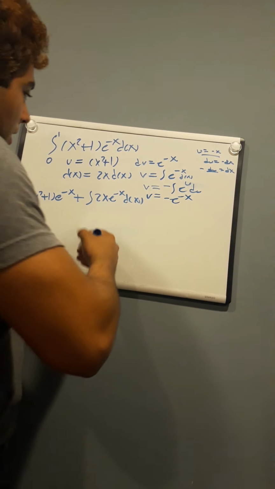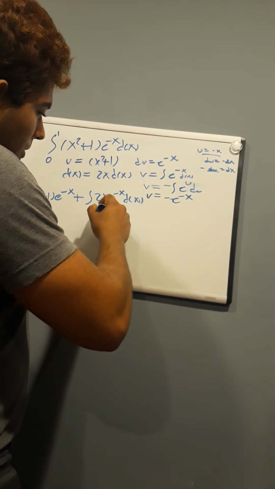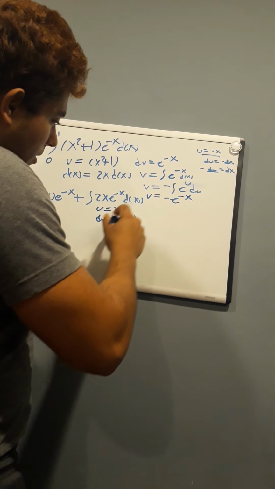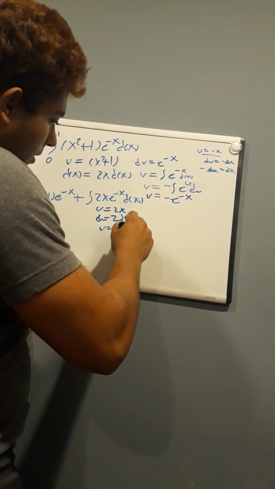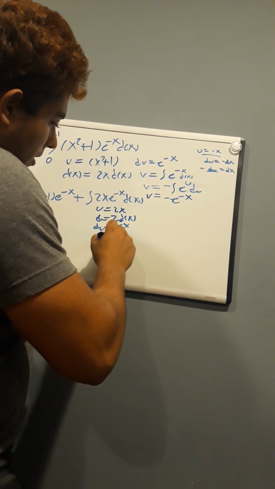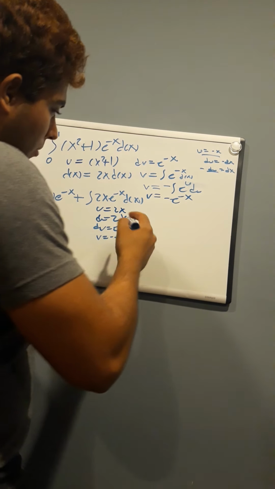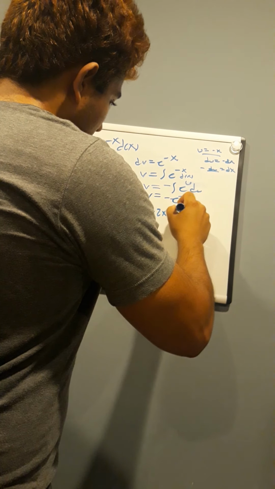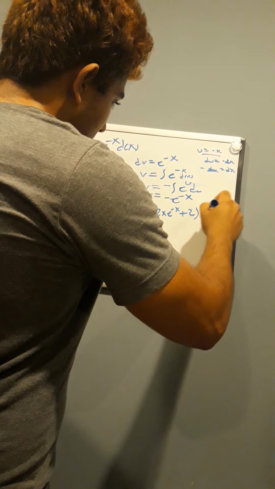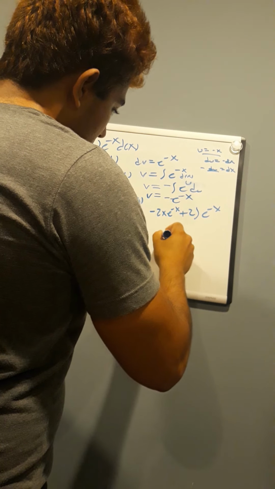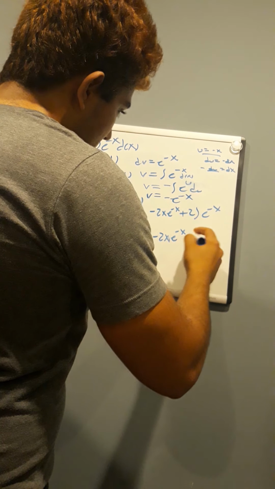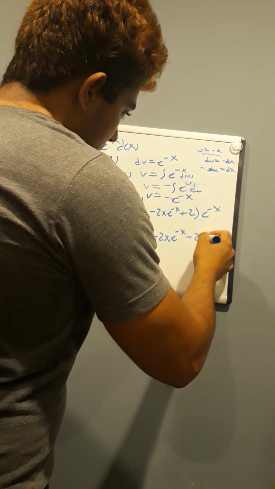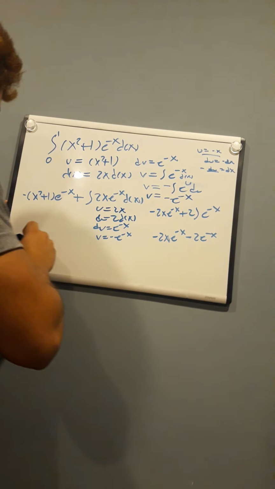So if we come back to this, we say u is equal to 2x, du is equal to 2 dx, dv is e to the negative x, so v is equal to negative e to the negative x. Applying the same idea, we get 2x e to the negative x plus 2 e to the negative x, and then over here we have negative 2 e to the x, right?